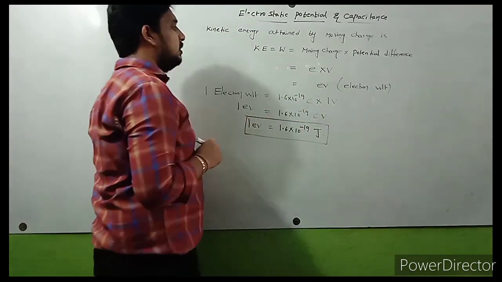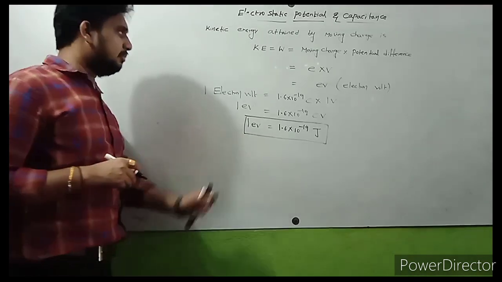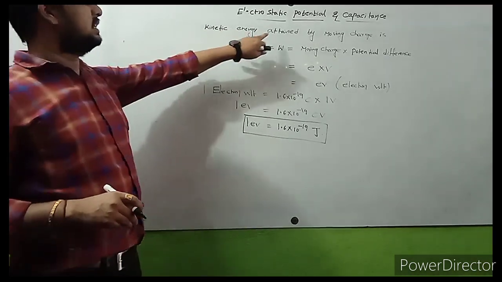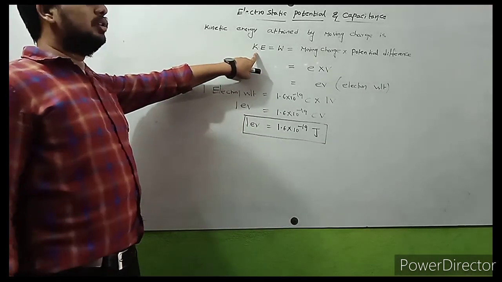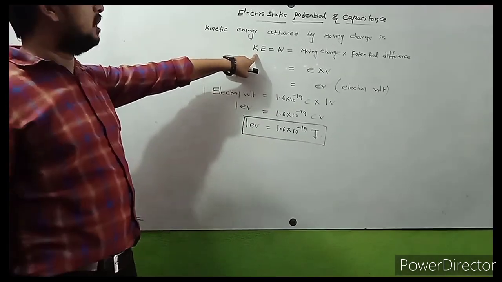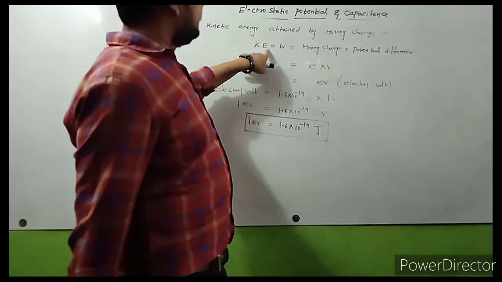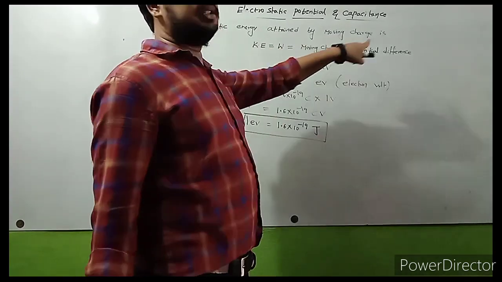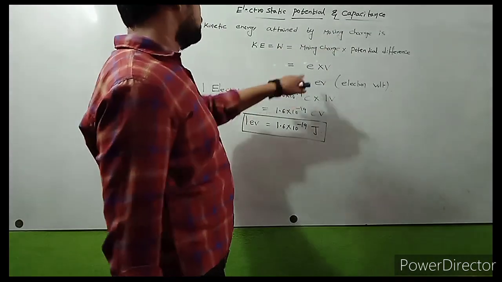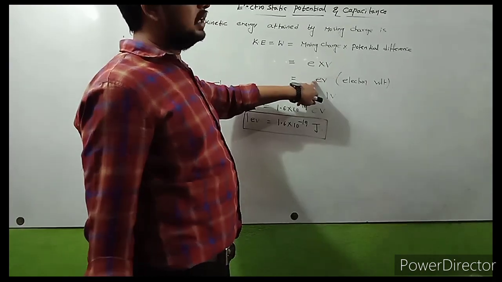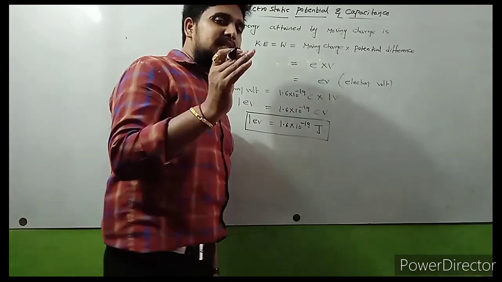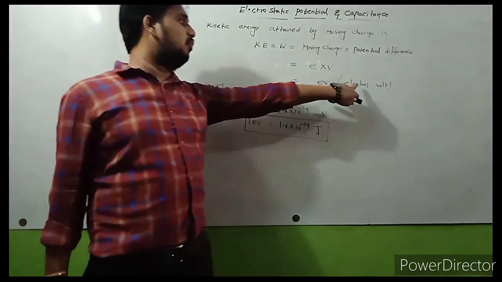1.6 into 10 power minus 19. So keep it in mind. Kinetic energy attained by moving charge is kinetic energy K, which is stored in the form of work done. So kinetic energy is equal to work done, which is equal to moving charge into potential difference. The moving charge is an electron, so electron into potential difference V. That means eV. That means energy can be measured in electron volt.